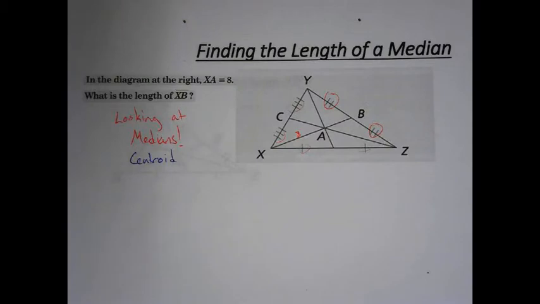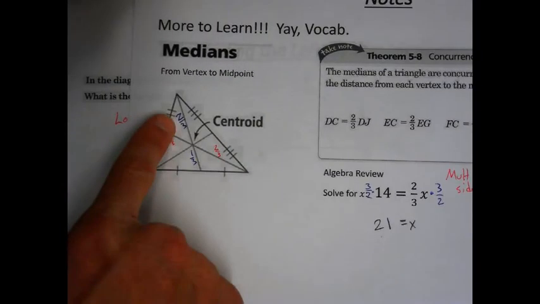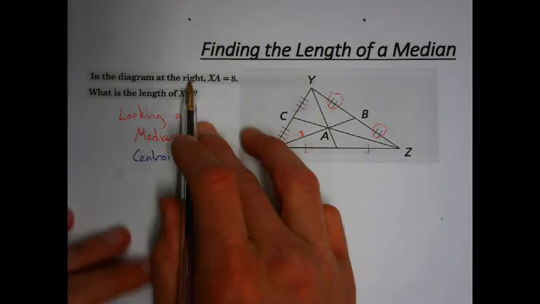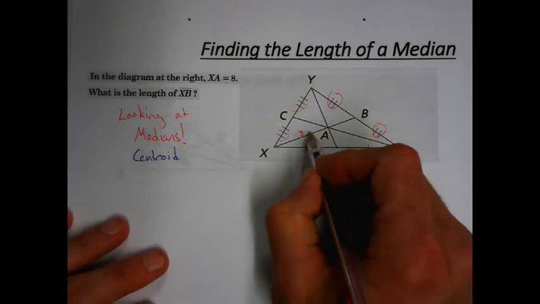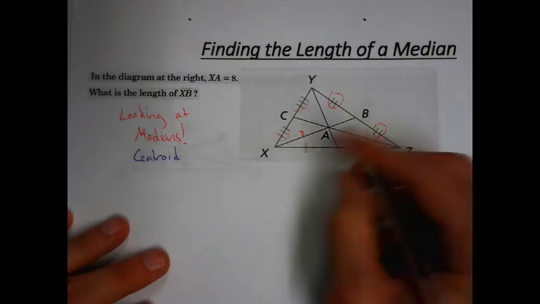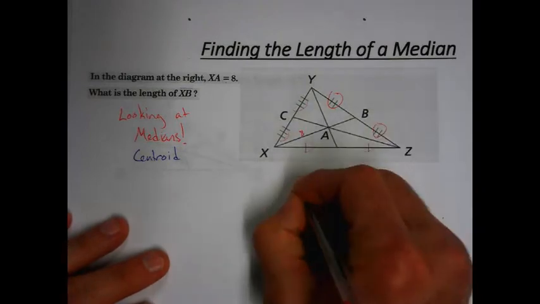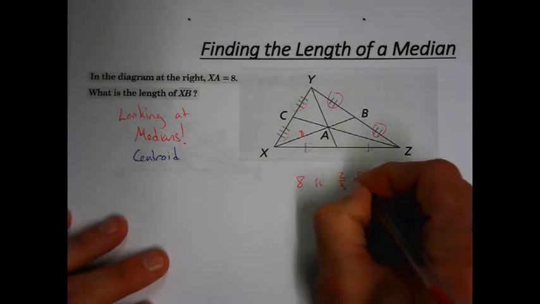And the cool thing about medians is that they cut into 2/3 and 1/3. So remember how that works in the note. 2/3 and 1/3. So we've got to remember that. In this particular example, XA is 8, so from X to A is 8. That means 8 is 2/3 of the whole big thing, of XB.